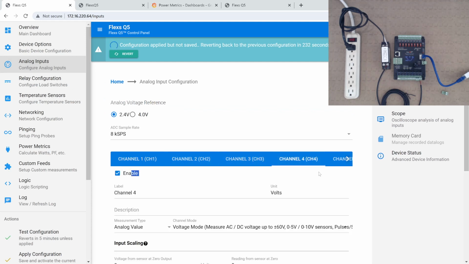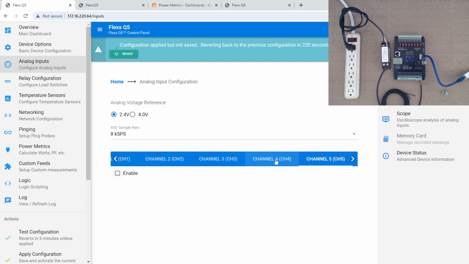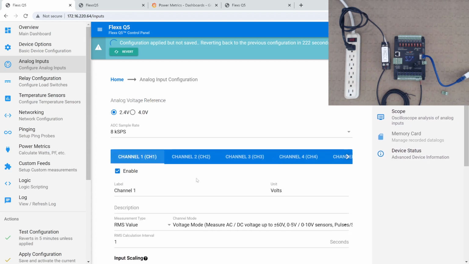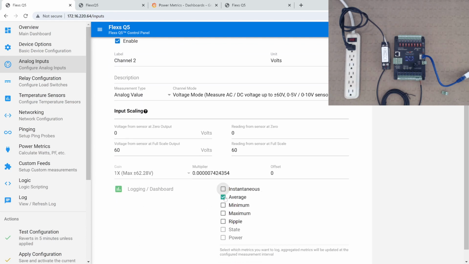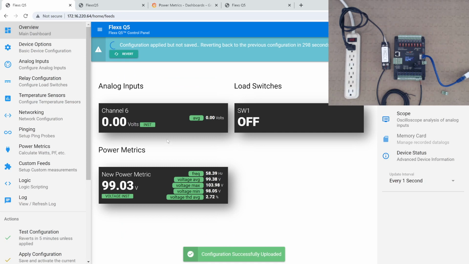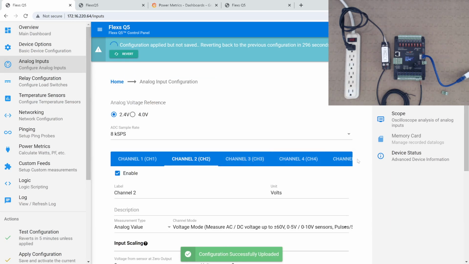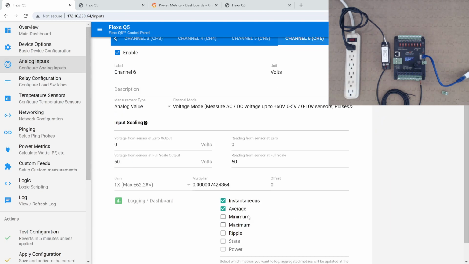So let's go ahead and uncheck these channels here. For channels 1 and 2, we will keep those enabled, but let's just go ahead and not show any of these values. There we go. So we've cleaned this up a little bit. Actually, let's get that channel 6 off of there too.